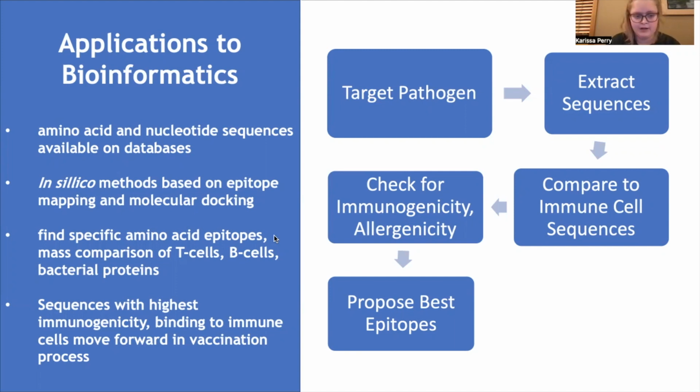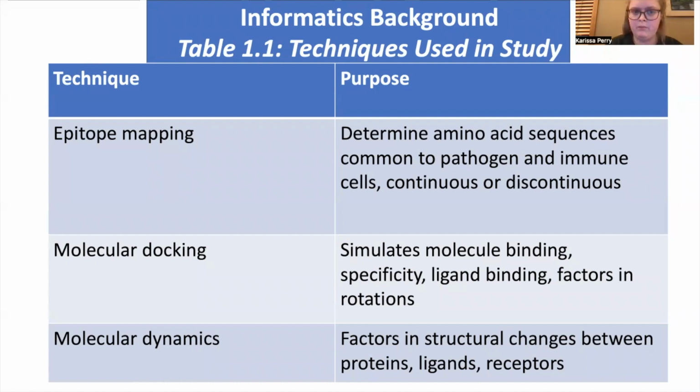Sequences with the highest immunogenicity and binding to immune cells would then move forward in this process, and it goes from targeting the pathogen, to extracting sequences, to comparing immune cell sequences, checking for immunogenicity and allergenicity, and proposing the best epitopes. The main technique that we're looking at is epitope mapping, which determines amino acid sequences common to both the pathogen and immune cells. And epitopes can be either continuous or discontinuous.